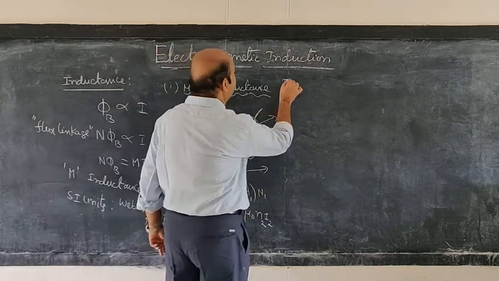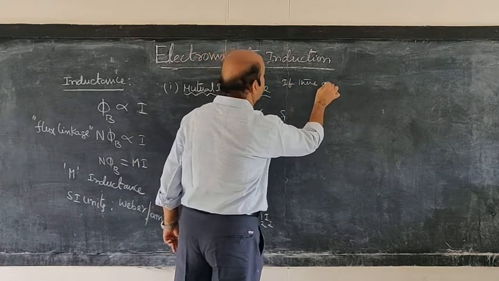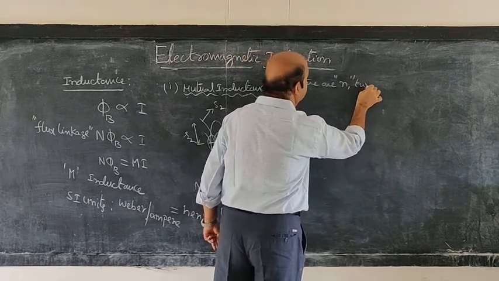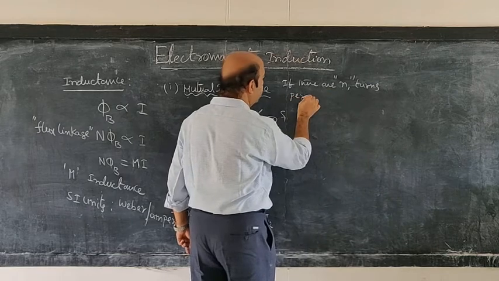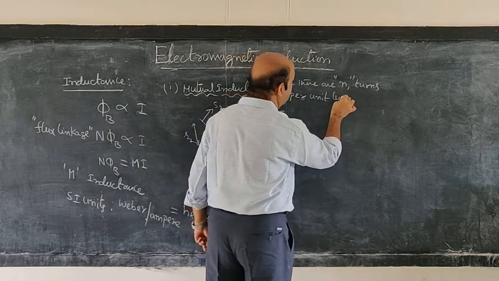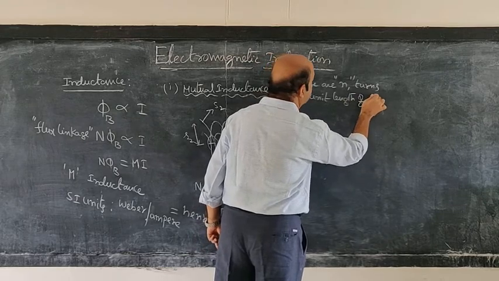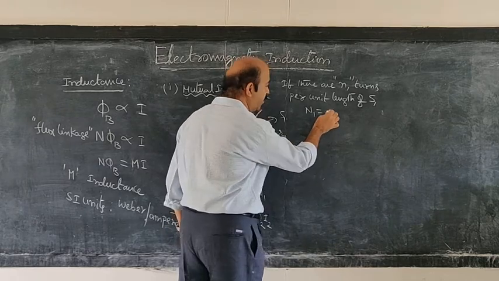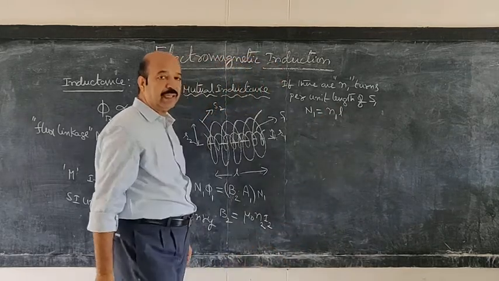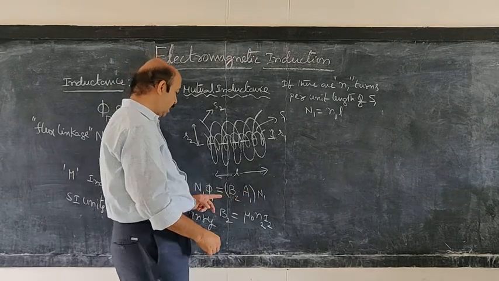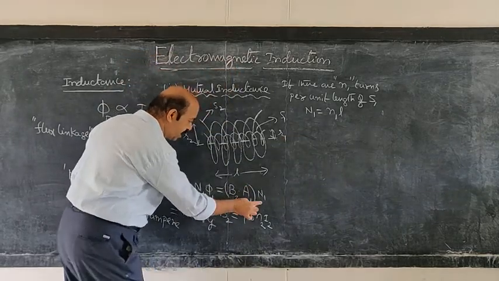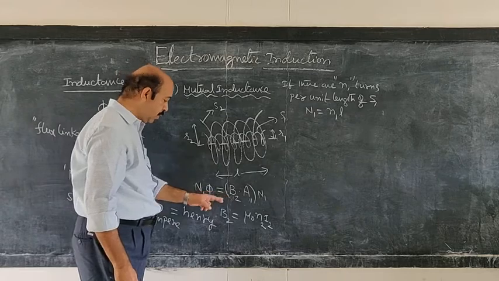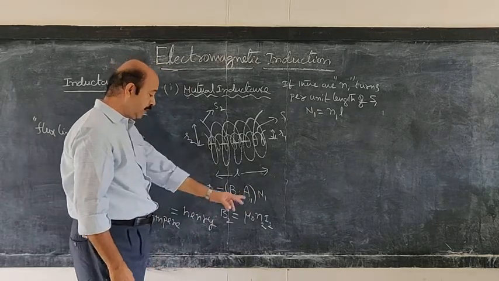Suppose there are n1 turns per unit length of solenoid S1, then capital N1 will be small n1 into L. Therefore, this N1, this is the magnetic flux. Since there are a total number of N1 turns in the primary coil, that is the first coil, the flux is multiplied with the number of turns.